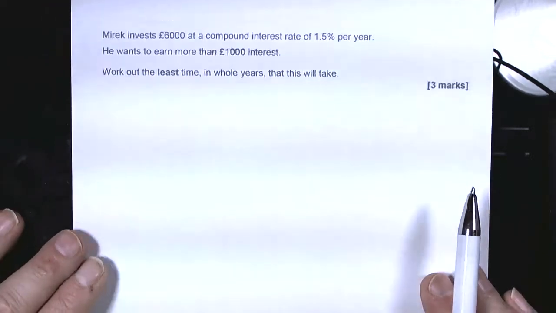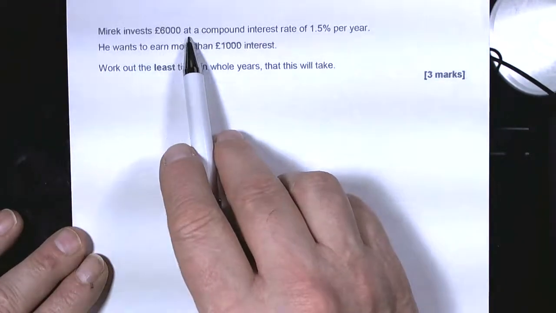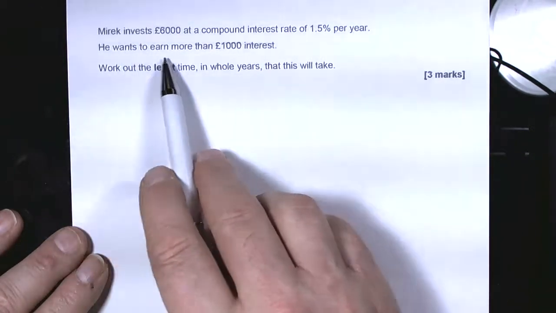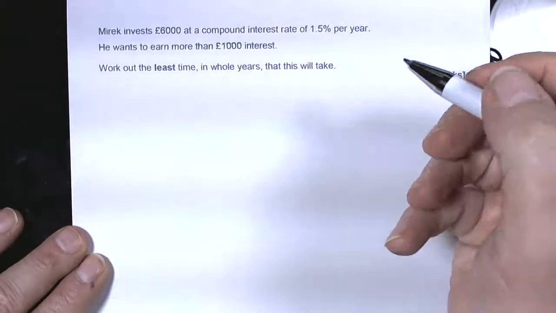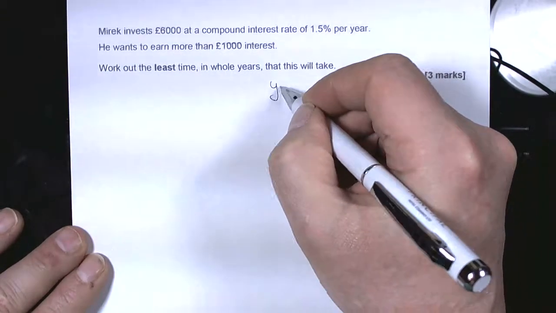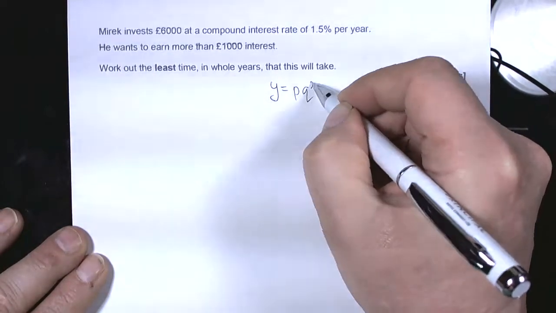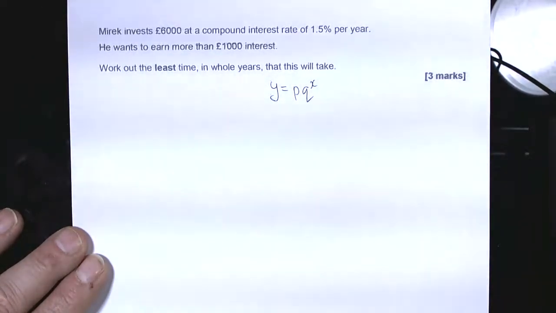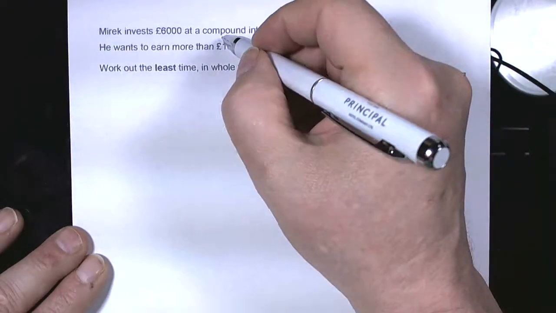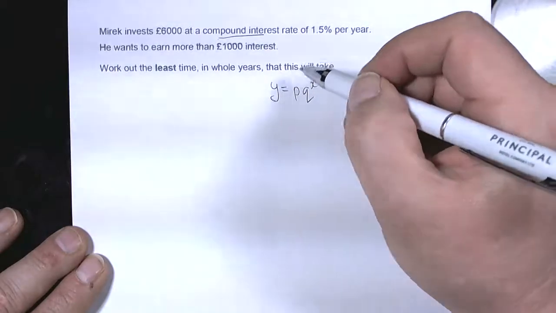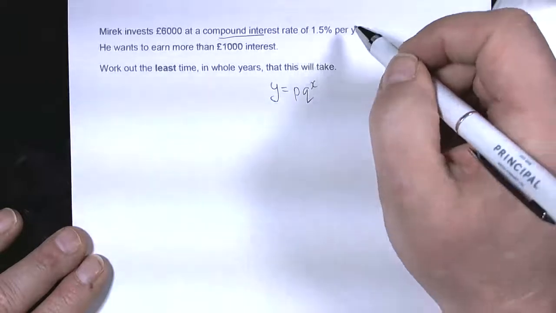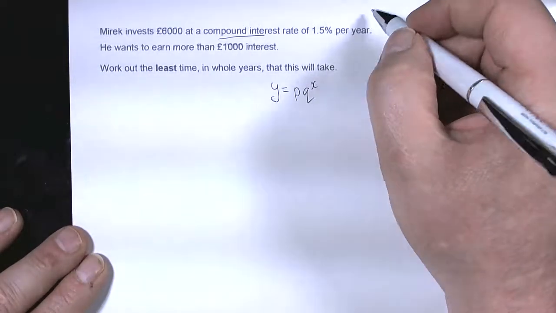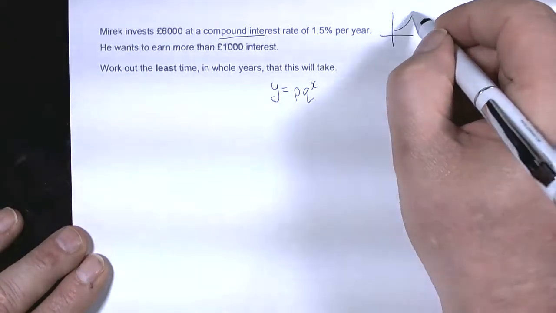Alright, so this question talks about investing £6,000 at a compound interest rate. He wants to earn more than... Right, okay, so we have a formula for all the compound time effects, growth and decay rates, exponential rates. This is an exponential rate because it basically means that you're compounding it every year, so you get 1.5% on what you had before, then you get that extra, then you get 1.5% on that extra, and so forth. So it's a compound.